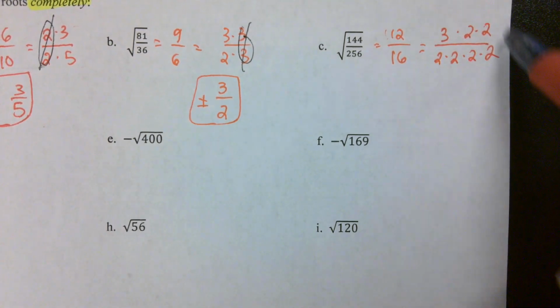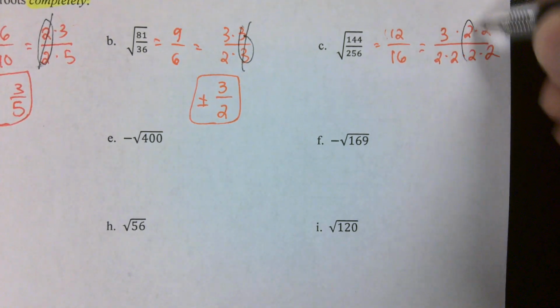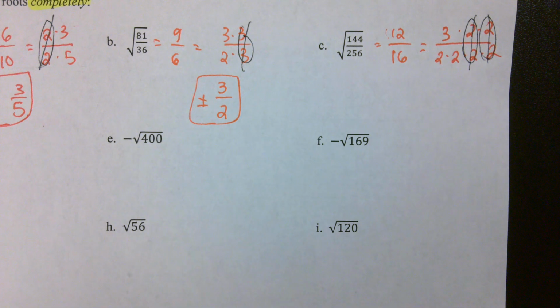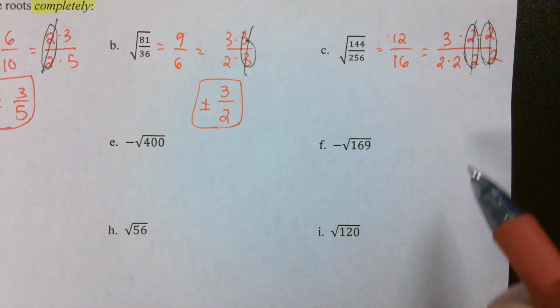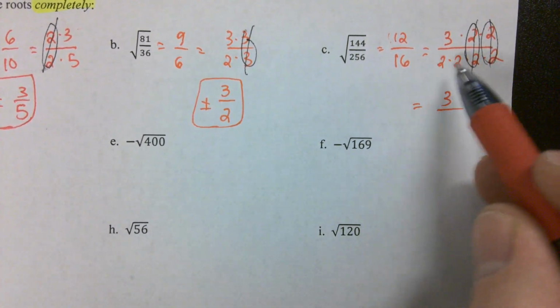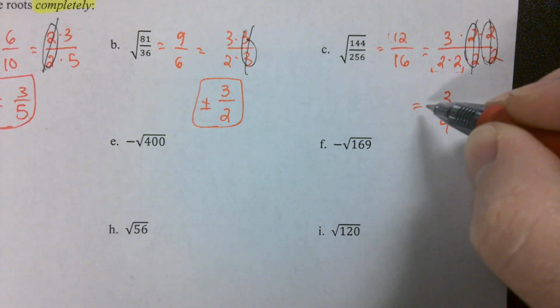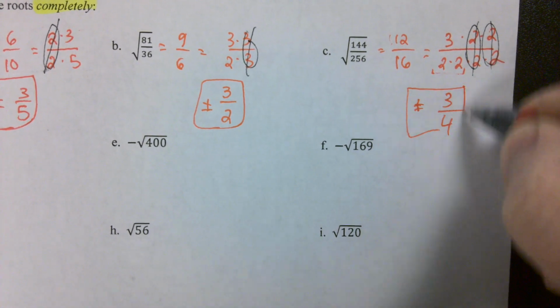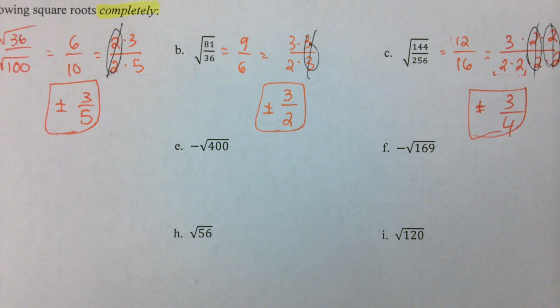Is there anything I can circle up and cancel here on C? 2's and 2's. You may have done this a different way. Hopefully you'll see that you get the same answer. I cancel 2 pairs of 2's out. I'm left with a 3 on the top. And what am I left with on the bottom? 4. Good. 2 times 2, leaving me with 4. Plus or minus 3/4 on C.